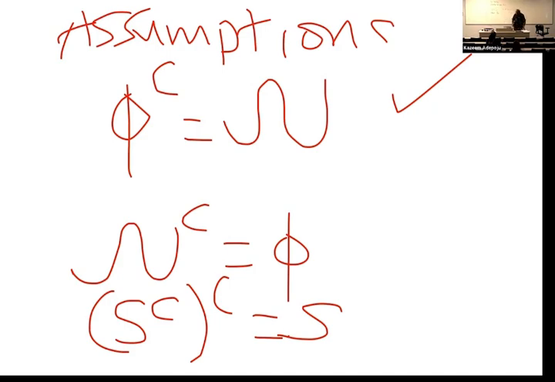Now, if I have a set S and I have the complement of that, and I take the complement of the complement, then it will return to the original set. That is the third one. Does that make sense? The complement of the complement. So just take note of that.